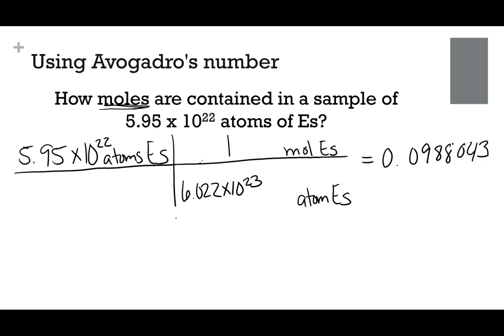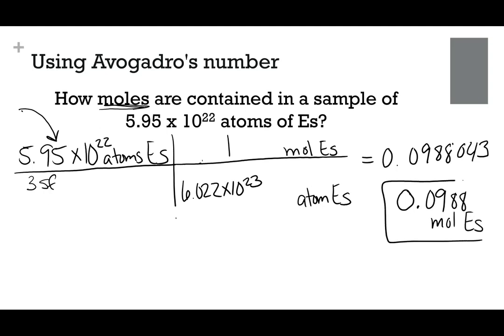What is the number that I'm going to report? Go back to our original measurement. I see 3 sig figs. So I can simply report 0.0988 moles of Einsteinium. Okay.